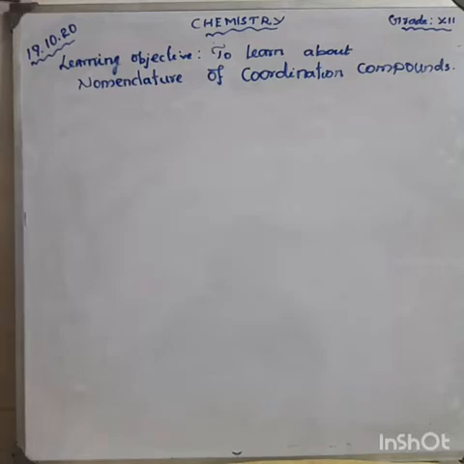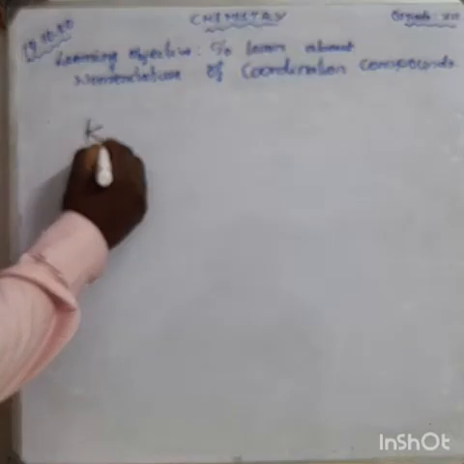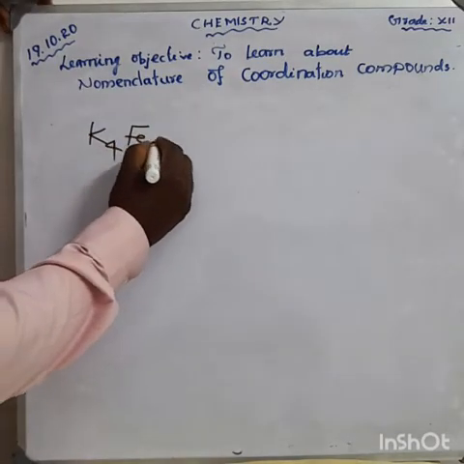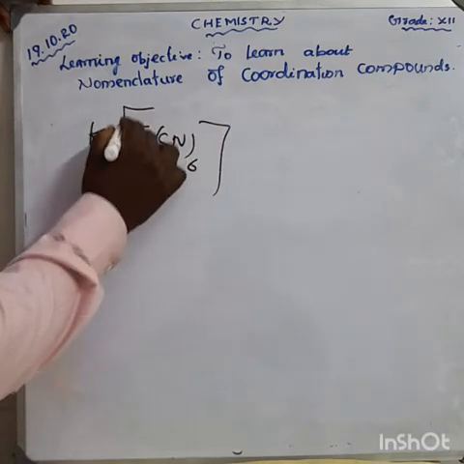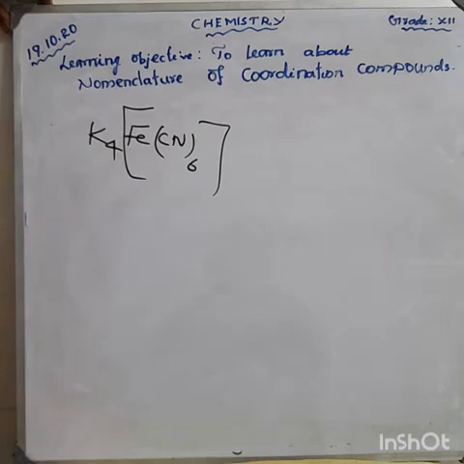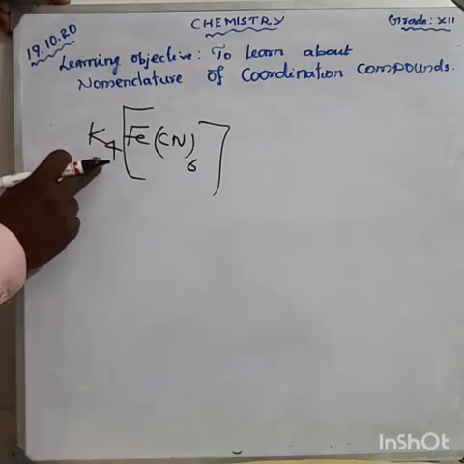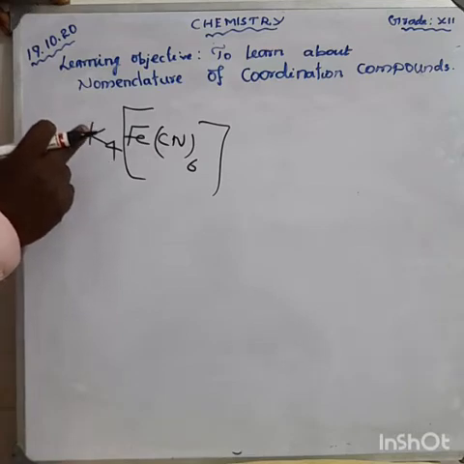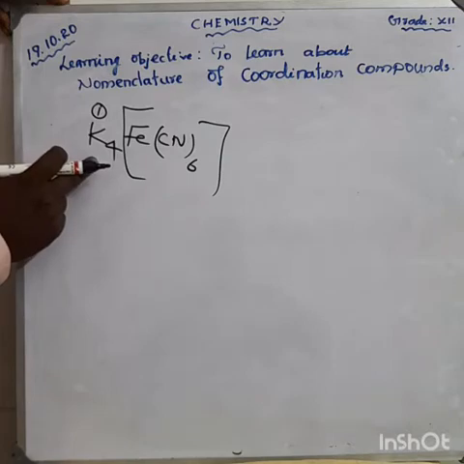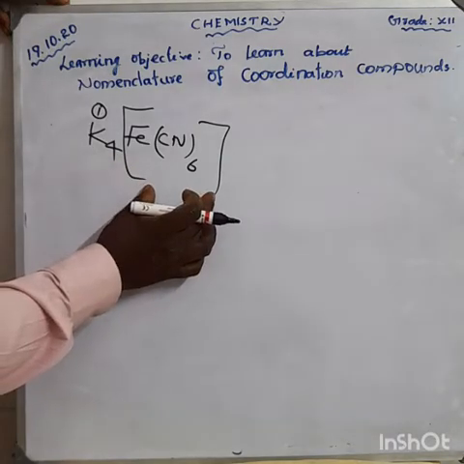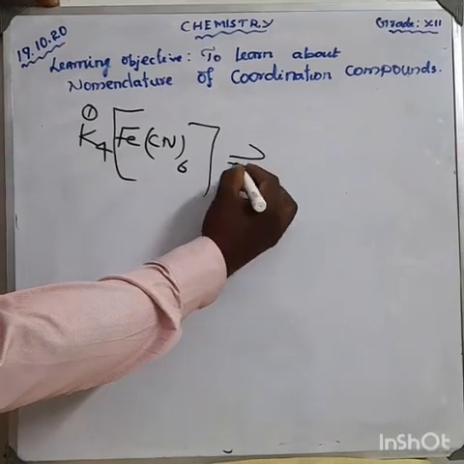Clear? For example, K4Fe(CN)6. This is one of the complexes. In the previous video I told you that the potassium K is a counter ion, am I right? Okay, first we start here. This is the cation, the simple cation. This is the complex anion. Am I right?